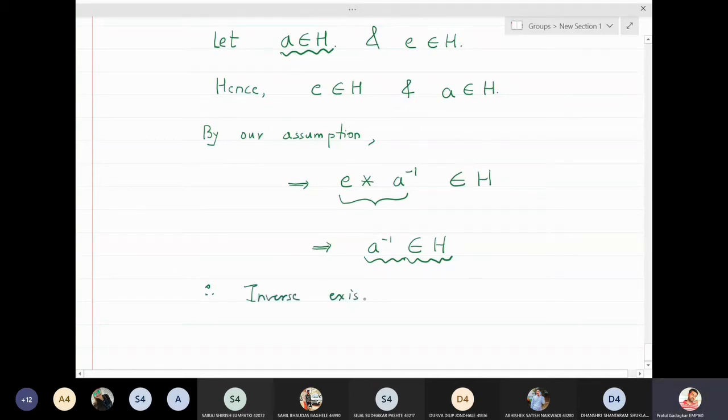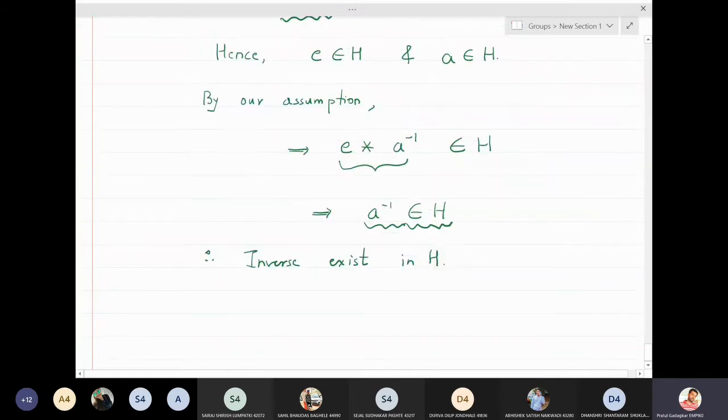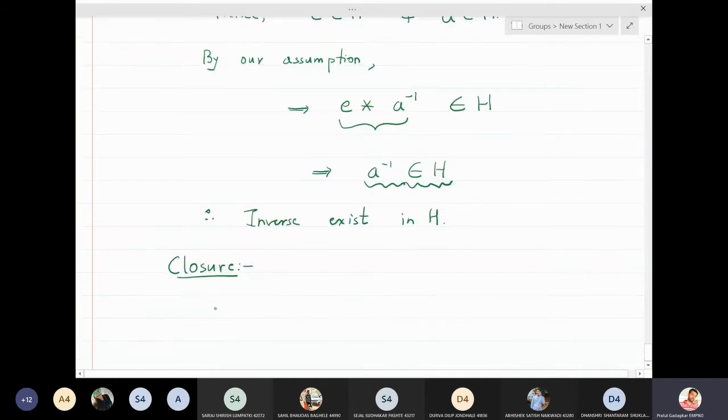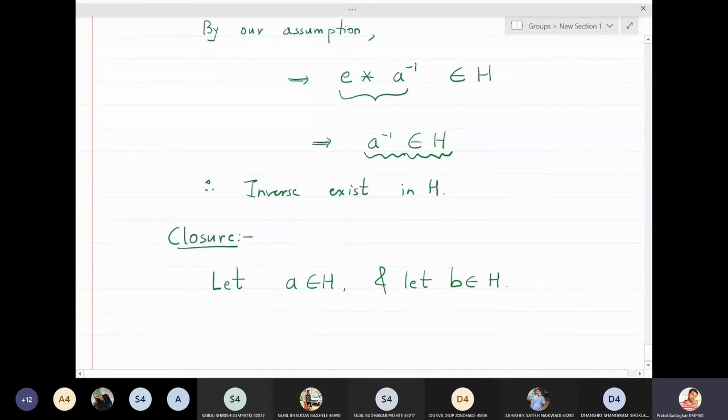Now let us go to the closure part. Once this closure part is over, by the above three we can declare that H is a subgroup of G. So let us take two elements now. Let a belong to H and let b also belong to H. I want to show what?